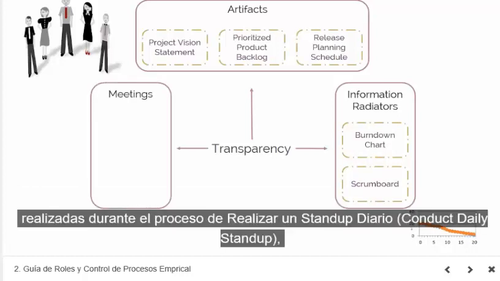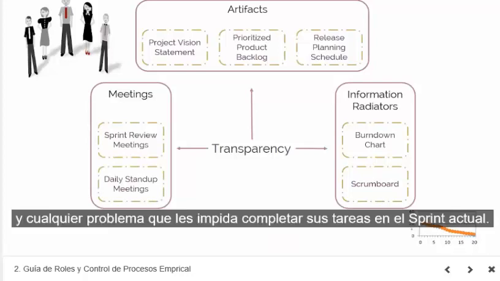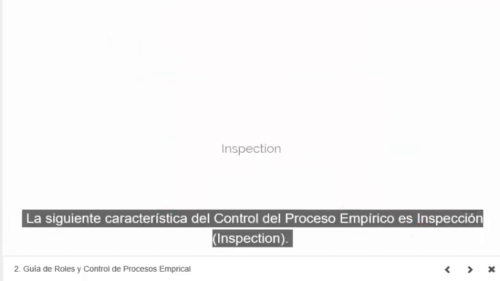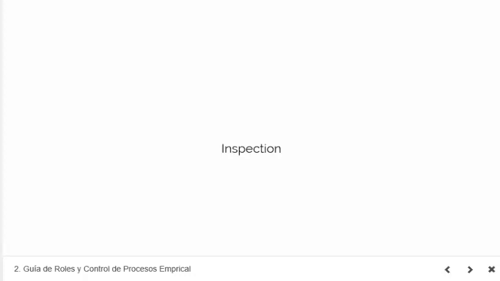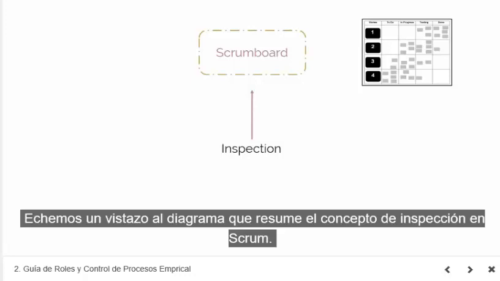And by daily stand-up meetings conducted during the Conduct Daily Stand-Up process, in which all team members report what they've done the previous day, what they plan to do today, and any problems preventing them from completing their tasks in the current sprint. The next characteristic of empirical process control is inspection. Let's have a look at the displayed diagram which summarizes the concept of inspection in Scrum.